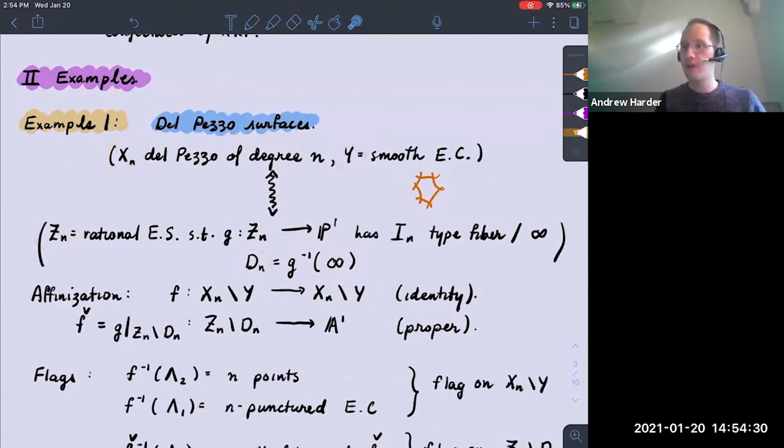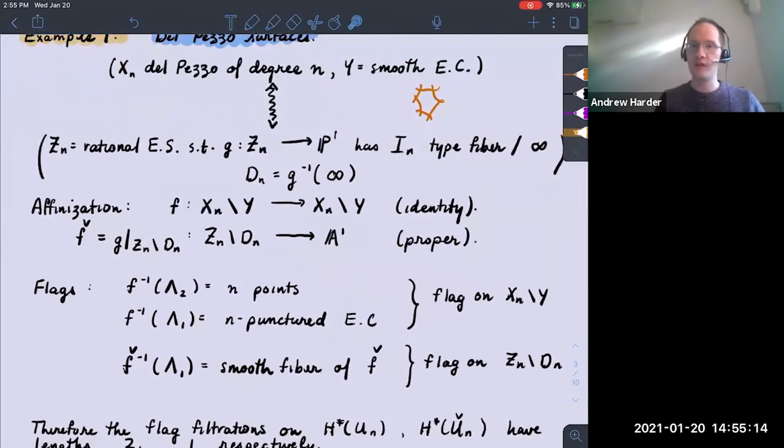Okay, so in both of these cases, just as a first approximation to why this conjecture should be true, I can look at the depth of the weight and the perverse Leray filtrations. So the affinization of the complement of a smooth elliptic curve inside of X_n is of course the identity because it's an affine variety. And the affinization map of the mirror variety Z_n minus D_n is just the restriction of this map from Z_n to P1 to the complement of the fiber over infinity. So this is going to be a map to a one-dimensional space and a map to a two-dimensional space.